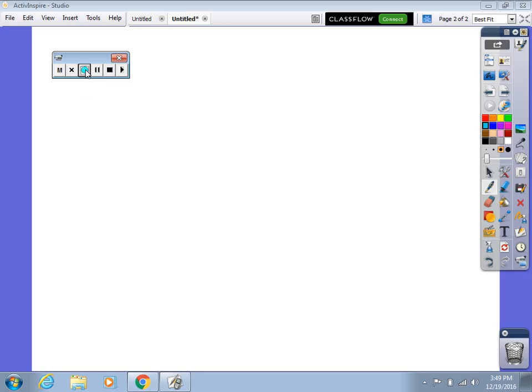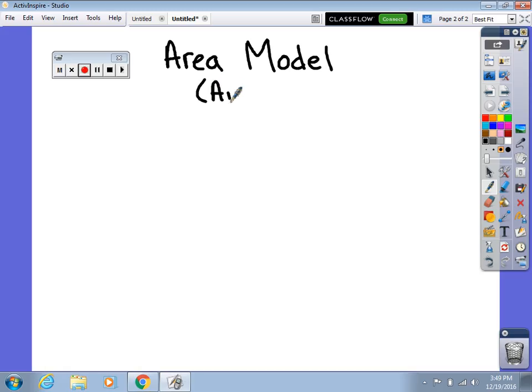Today I'm going to talk to you and share with you the area model. This is a model that we've been using to multiply, and it's one that really helps the students see what's going on as they multiply multi-digit numbers. The area model can also be called the array model.